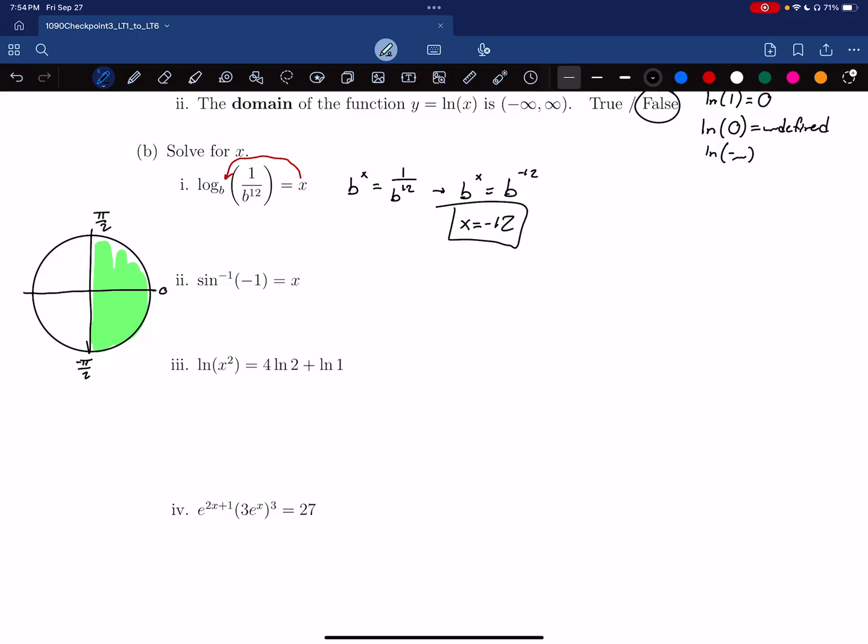So sine of x will be equal to negative 1. And negative 1 on this graph for a y value is right here. So x must be equal to negative pi over 2.